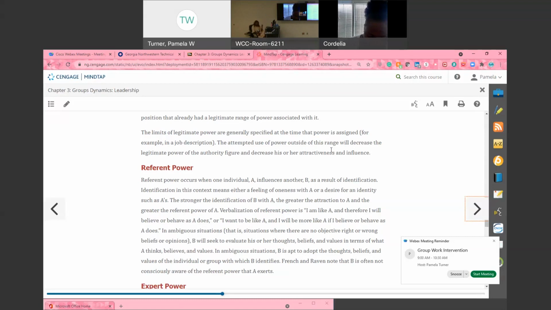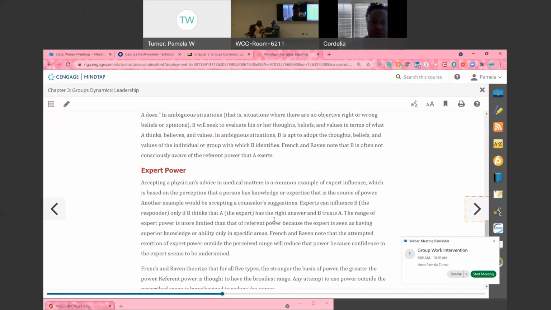So referent power is the power that I have because I have a relationship with the person who really has power. We grew up together. Our kids were in the same band or something together. So we have a relationship, most often one that has nothing to do with this situation, but because of that relationship, I feel like I have power. Okay? So B is to adopt the thoughts, beliefs, and values of the individual with whom B identifies. So then referent power means I'm going to start hanging out with, sounding like, and behaving like the people I think have the power.